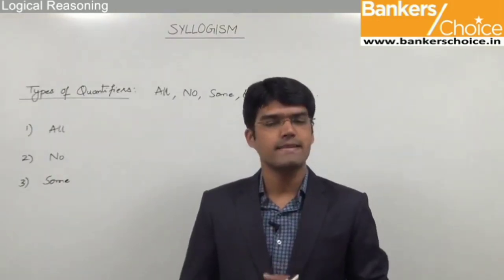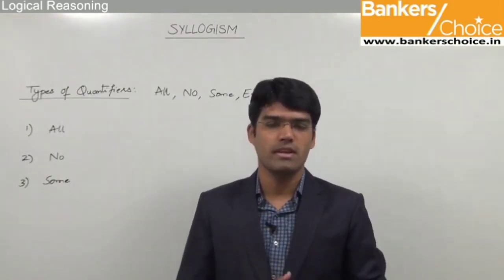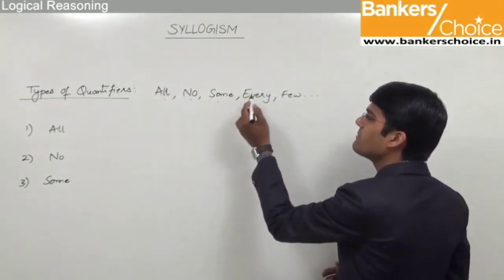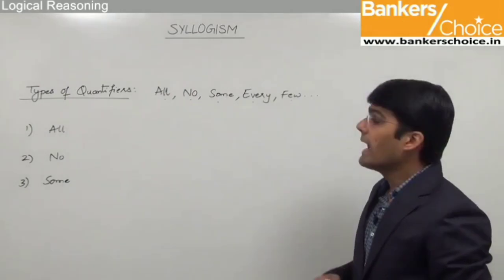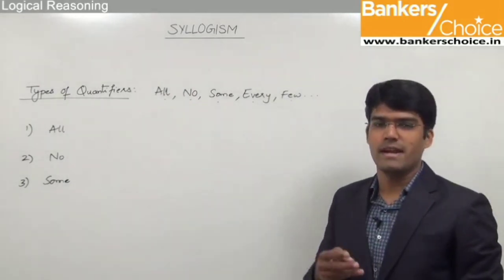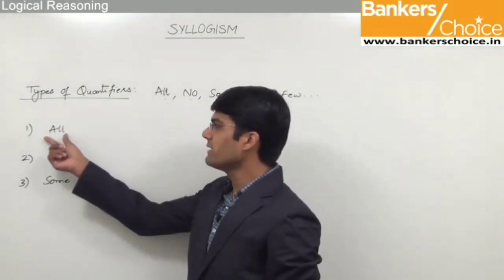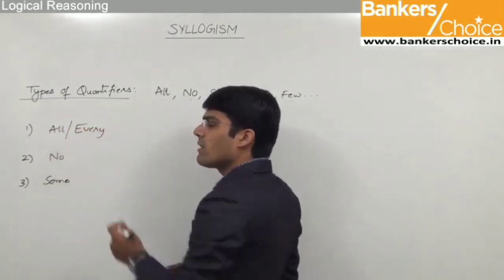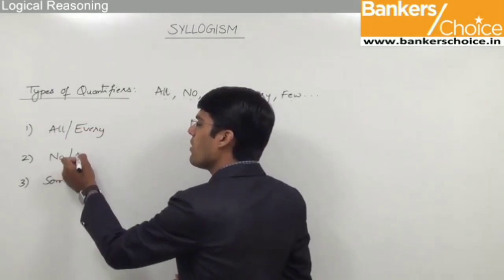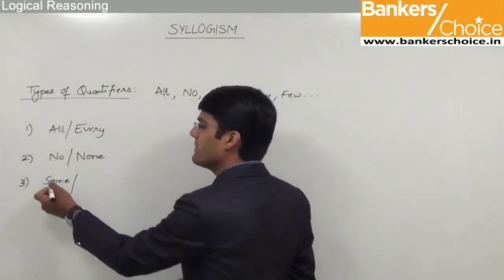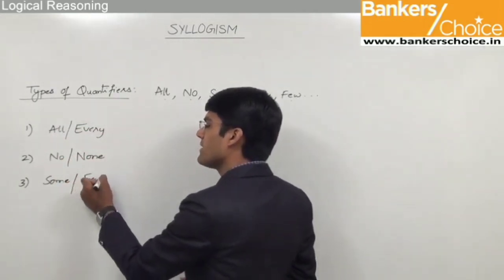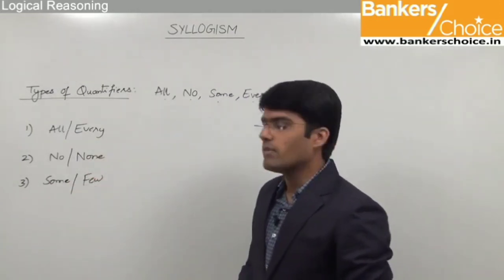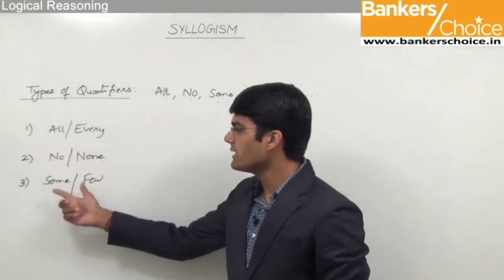A quantifier is essentially used to express the quantity of a given set. So the different types of quantifiers that we have are all, no, some, every, few, etc. And these quantifiers can be basically classified into three types. The first one here is all, or it can also be referred as every. The second one is no or none. And the third one can be taken as some, or it is also referred to as few sometimes. So these are the three different types of quantifiers that we use: all or every, no or none, some or few.